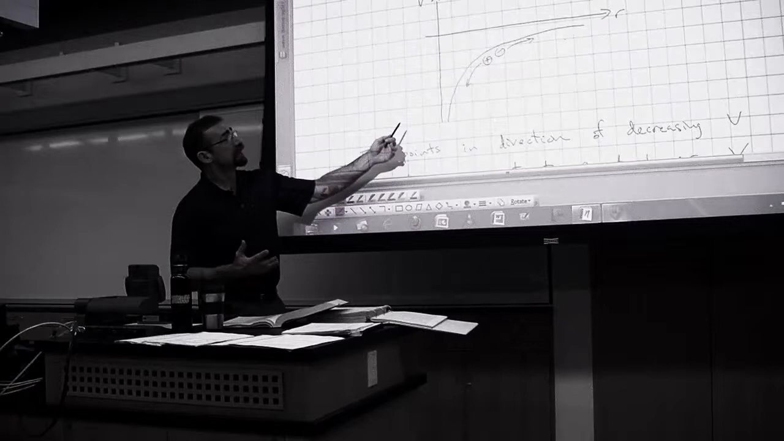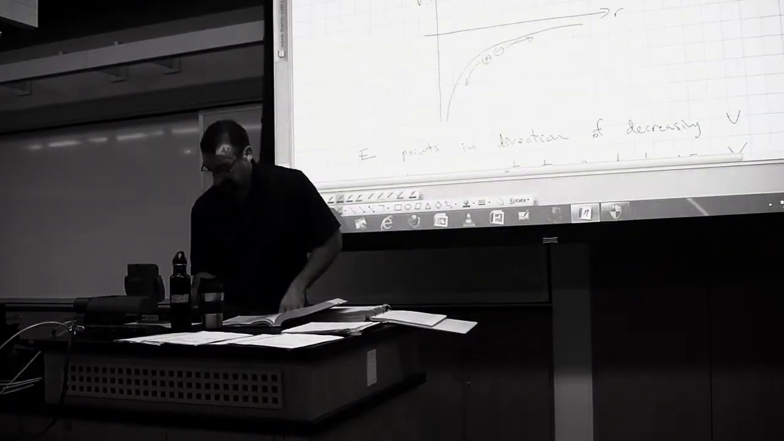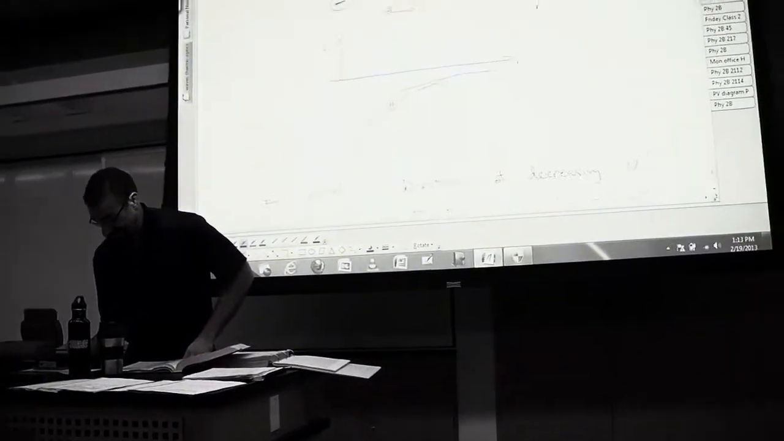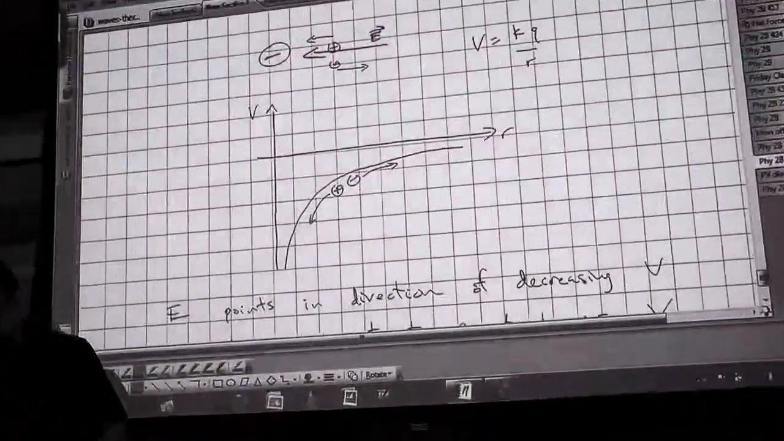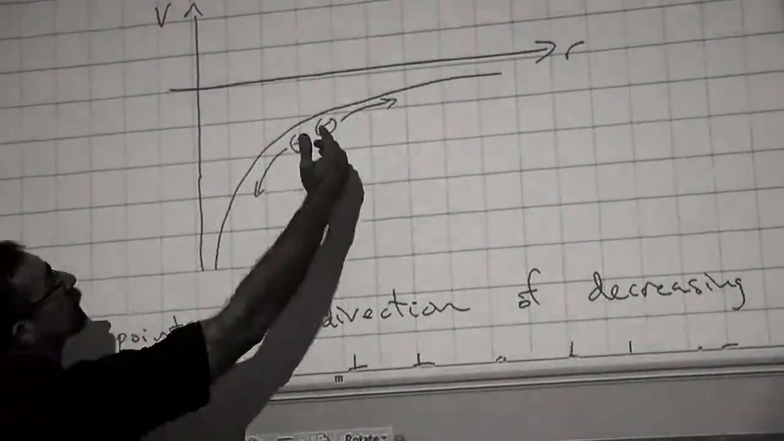And let's do our little test. What direction does the electric field point? Electric field points toward a negative charge. And that means that as we get closer to that negative charge, the electric potential has to go down.